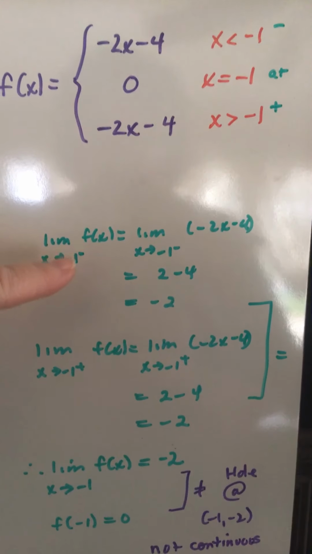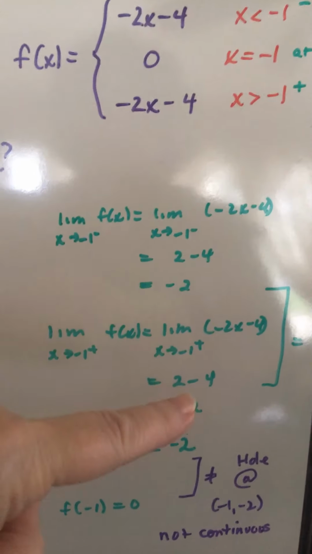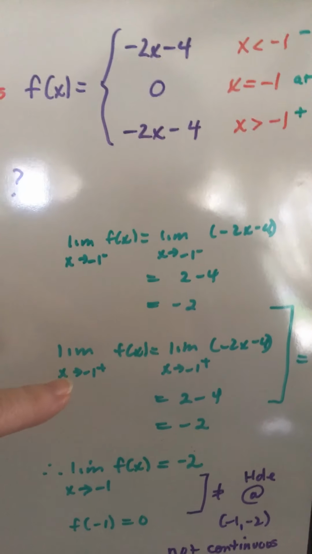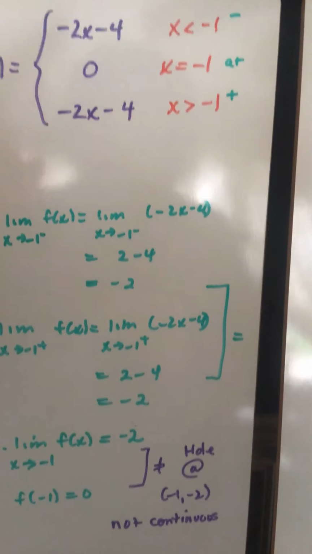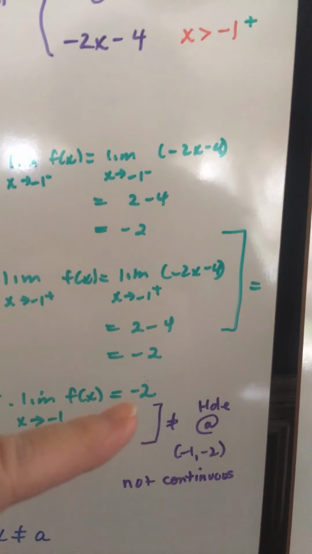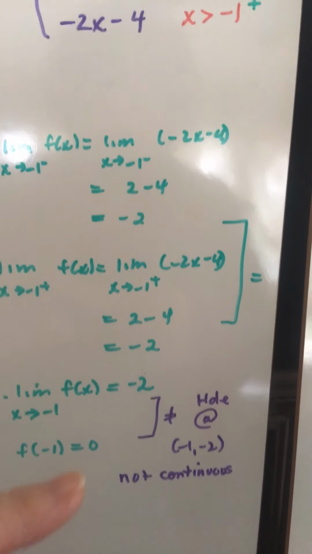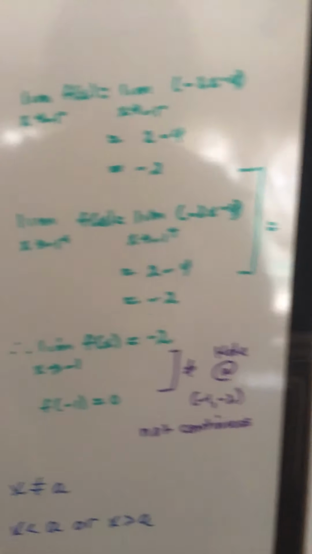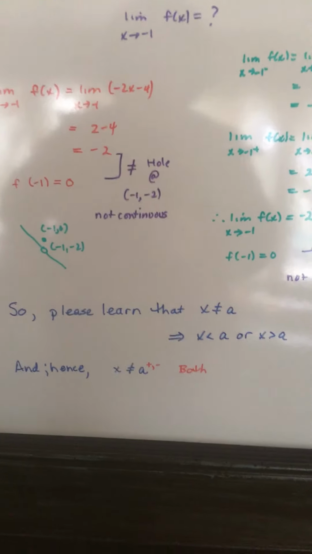Limit from the left at -1 is -2. And what a shock, since it's going to be the same direct substitution, the limit from the right at -1 is -2. They're equal. Again, such a shock. And so the limit's -2. The function value is still 0. And hence we still have the hole. Everything's the same. Now I'm not going to do this again.